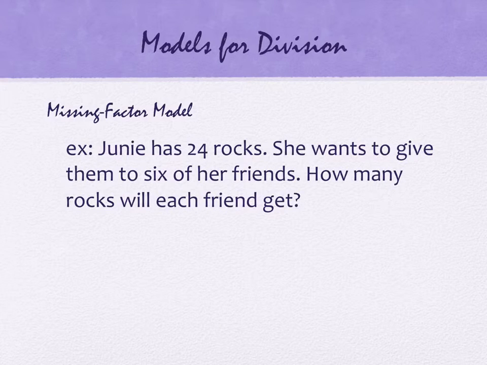A couple more. You'll notice again that we have basically the same problem. We've got our rocks. Junie has 24 rocks. She wants to give them to 6 of her friends. How many rocks will each friend get? This is a missing factor approach. So I want to show you what the missing factor approach looks like.